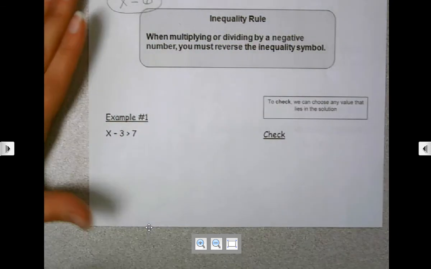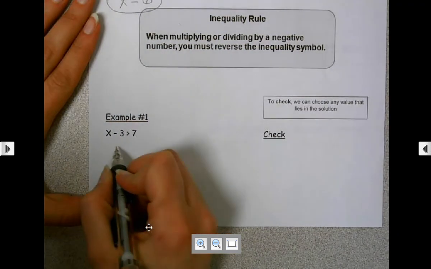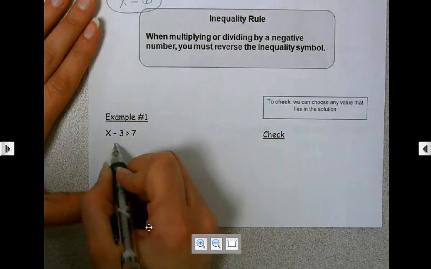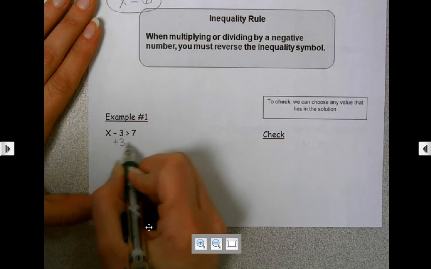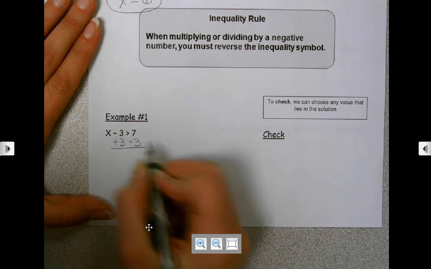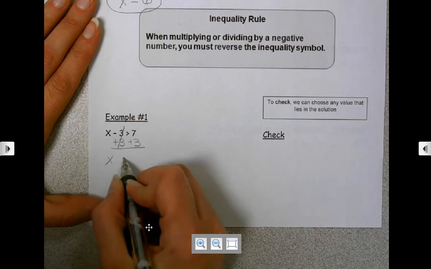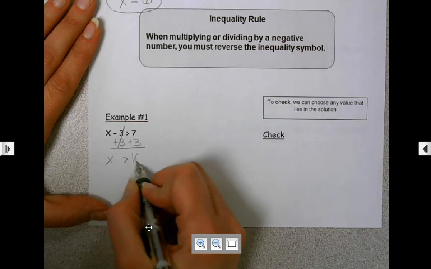Just like solving an equation problem, we are going to use the opposite or the inverse operation. So therefore, we are going to add 3 to both sides. Negative 3, positive 3 cancel out. And we're left with x is greater than 10.